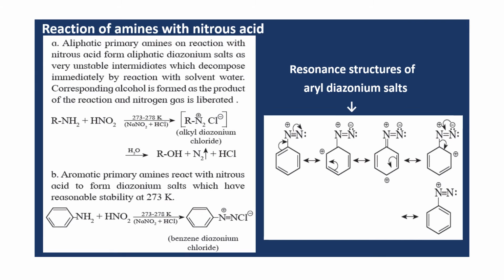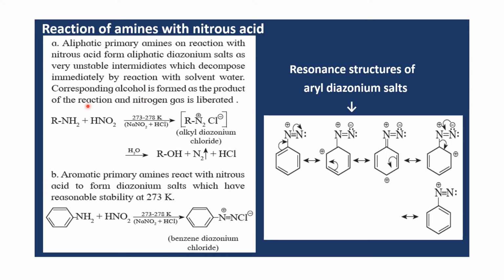Nitrous acid is an unstable acid which is prepared at the time of reaction by adding aqueous sodium nitrite to hydrochloric acid. Aliphatic primary amines on reaction with nitrous acid form aliphatic diazonium salt, which is an unstable intermediate which decomposes on reaction with water to form the product alcohol, and nitrogen gas is liberated.